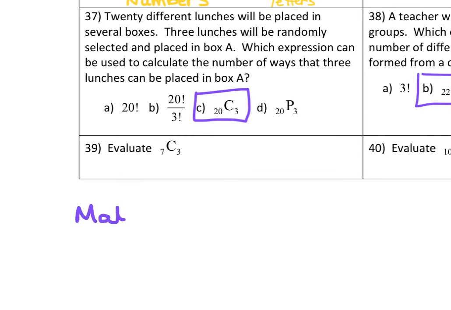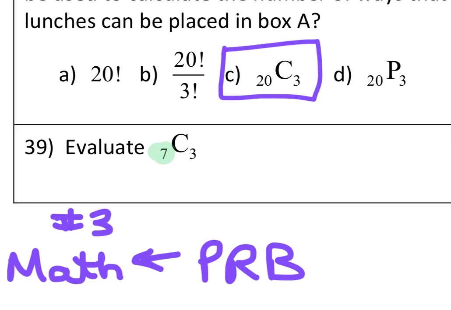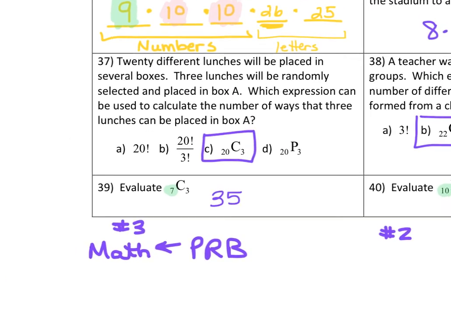using the math, left arrow, and then PRB. And permutations is number 2 and combinations is number 3. And remember that you want to type that number that's to the left first, and then type math PRB and the combination or permutations. And so for number 41, that's 39.